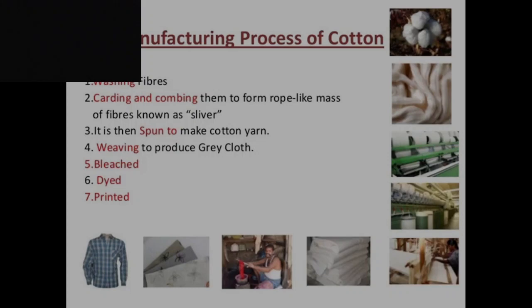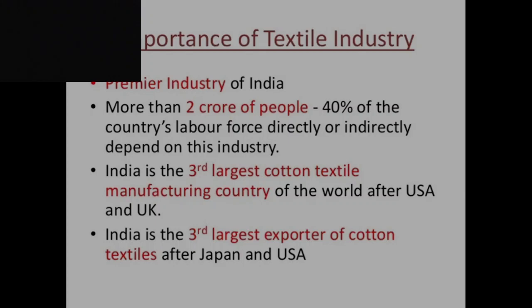After that, weaving to produce gray cloth, and bleached. After that, dyed, and after that, printed. So from here to this part, we have 7 or 8 processes we go through for the manufacturing of the cotton. Importance of textile industry, as all of you know, it is the premier industry of India.